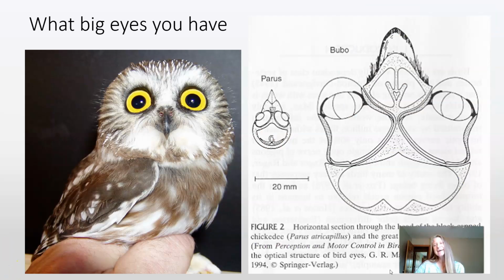All right, some of these slides are from a public talk that I gave, so that might be a little bit more cutesy. But basically, birds do have large eyes for their body size, and especially owls have very large eyes for body size. So if we think about this black-capped chickadee skull and how large the eye is versus an owl skull.